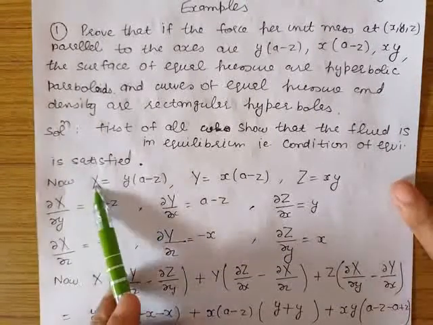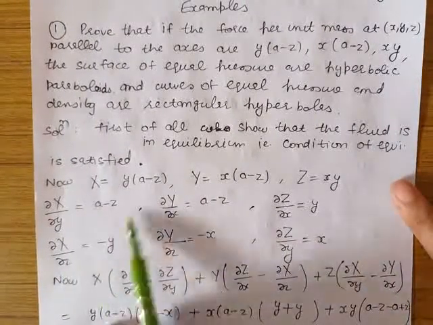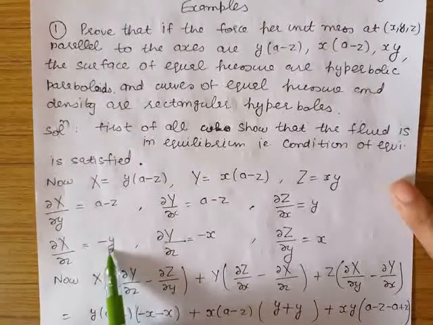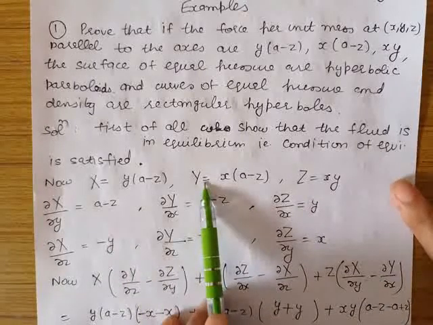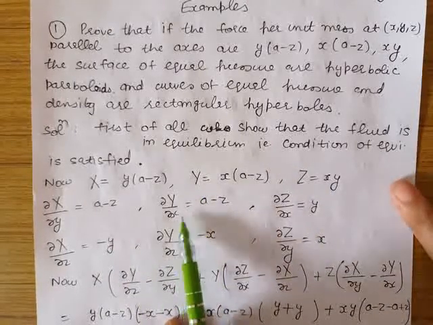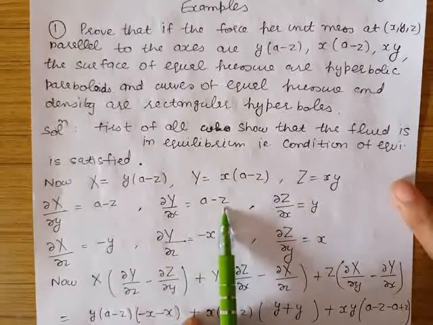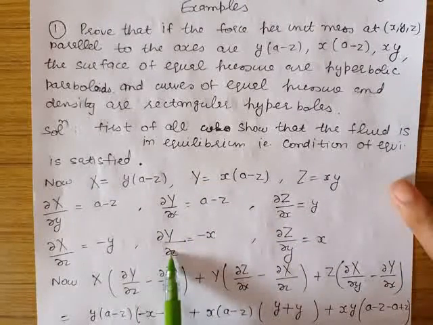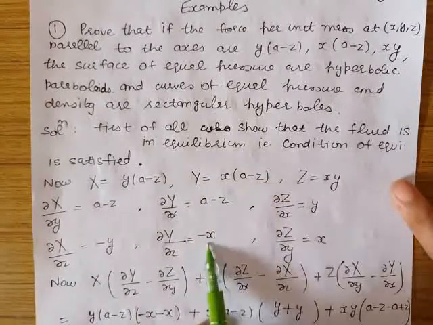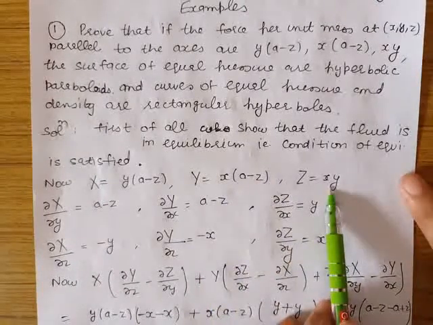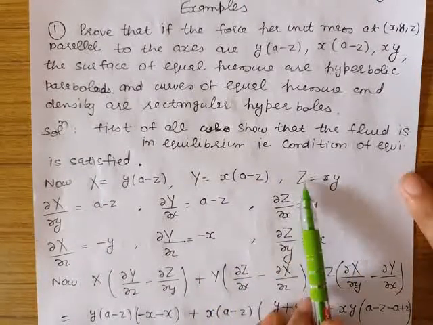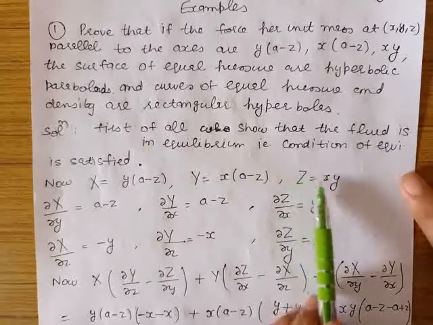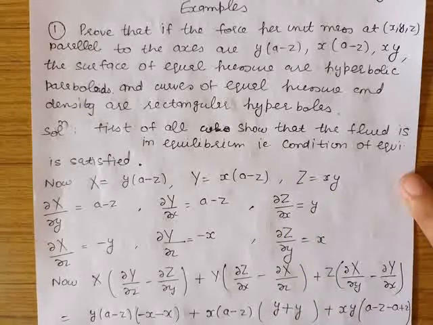Now differentiating partially with respect to z, from here the partial derivative is given by minus y. Differentiating Y partially with respect to x, from here we get a minus z. Partial derivative of Y with respect to z is given by minus x. Now from here the partial derivative of Z with respect to x is given by y, and the partial derivative of Z with respect to y is given by x.